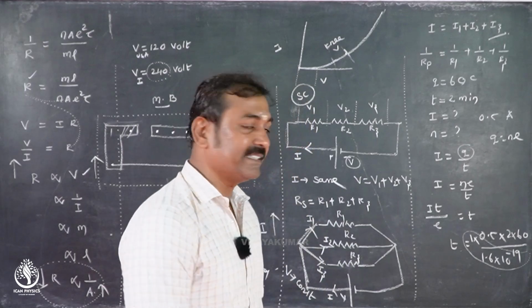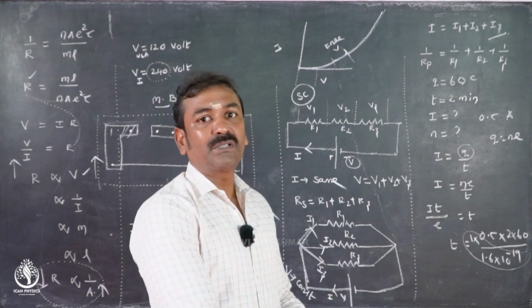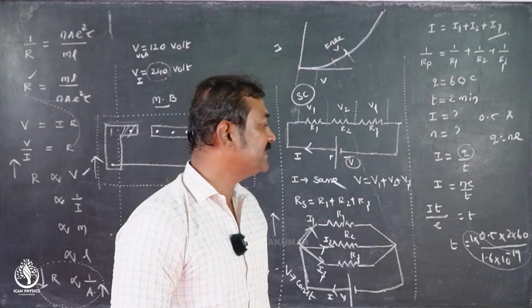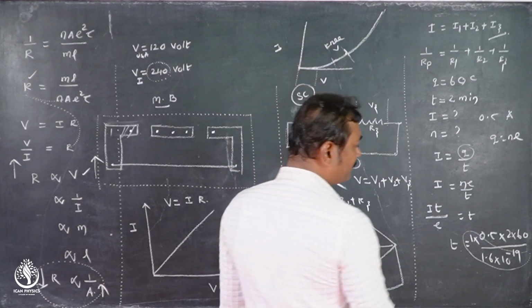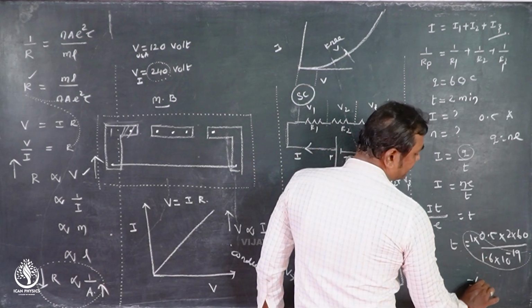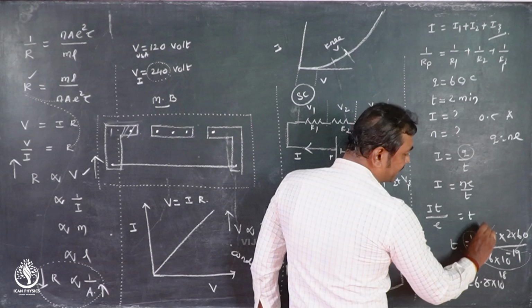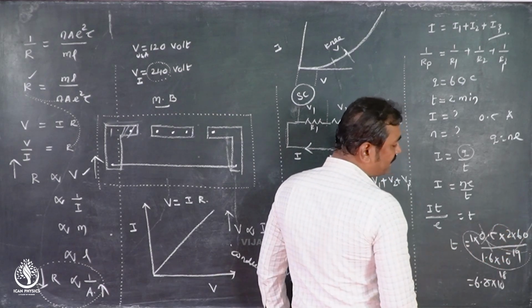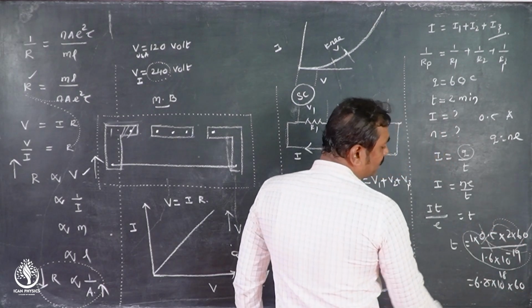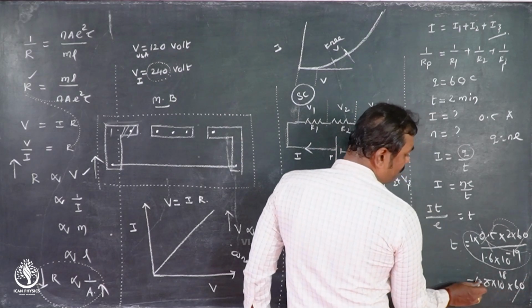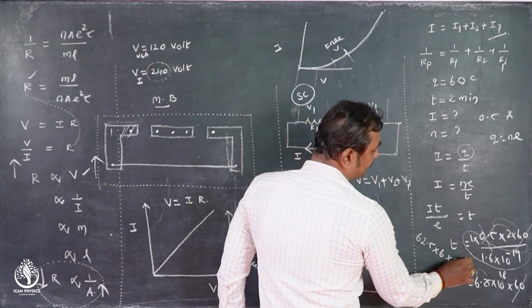That is, Q equal to NE, N equal to Q by E. So what is the value of Q? 1 coulomb. So 1 coulomb divided by 1.6 into 10 to the power minus 19. That is 6.25 into 10 to the power 18. So instead of this, we can write 6.25 into 10 to the power 18. Now 2 5s are 10. So 10 into 6, 60. So we bring 1 decimal point. So 62.5 into 6 into 10 to the power 18.